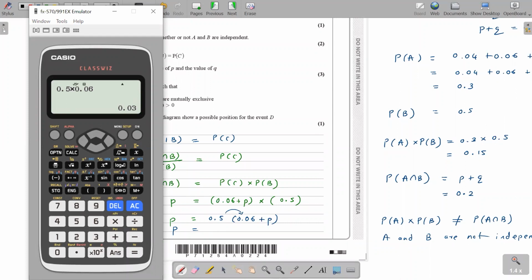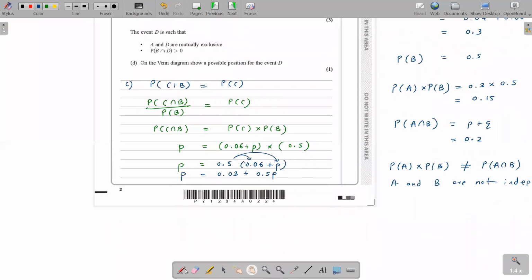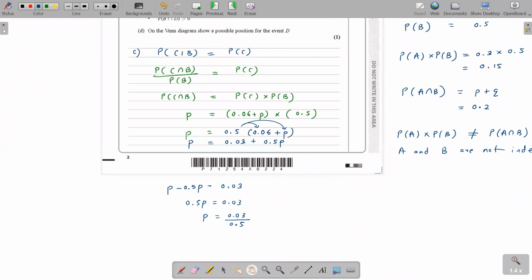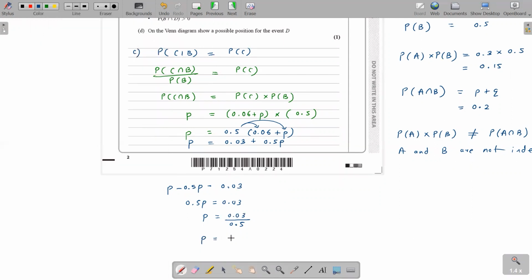Okay. So I get here 0.03 plus 0.5 into P, which is 0.5P. So P minus 0.5P equals 0.03. So I get here 0.5P equals 0.03. P equals 0.03 divided by 0.5. How much is it? I get 3 over 50, which is 0.06. So P value is 0.06.